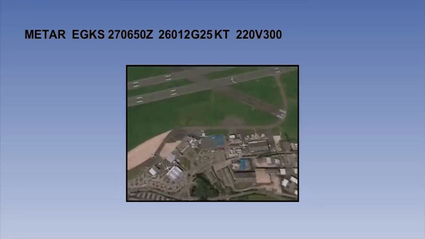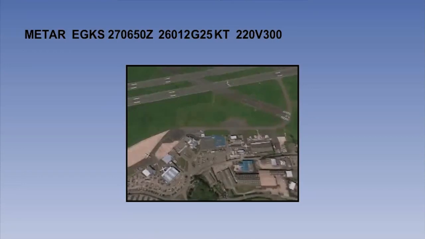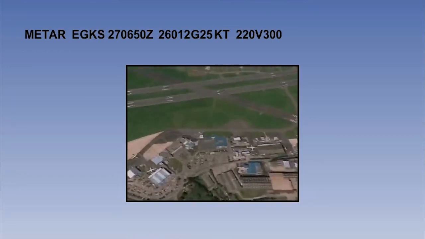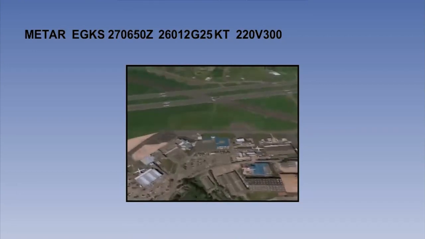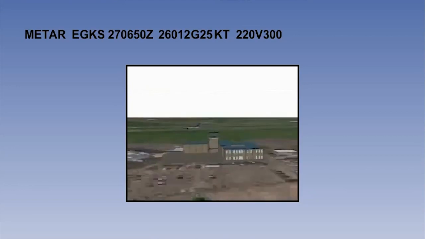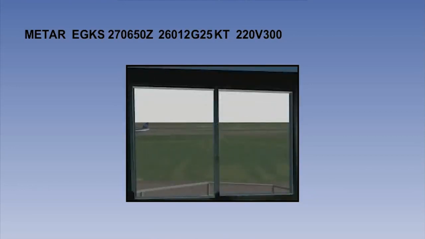Visibility in the METAR is represented by the next group. In the METAR, the visibility reported is the prevailing visibility. Prevailing visibility is the visibility value that is within at least half the horizon circle or within at least half of the surface of the aerodrome. Up to 10 kilometers, this is measured in meters.